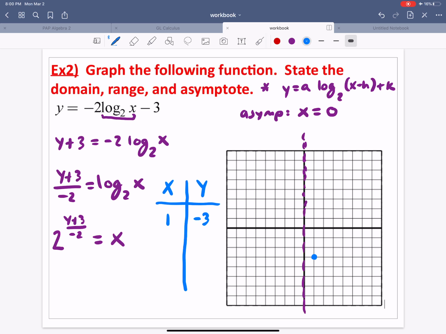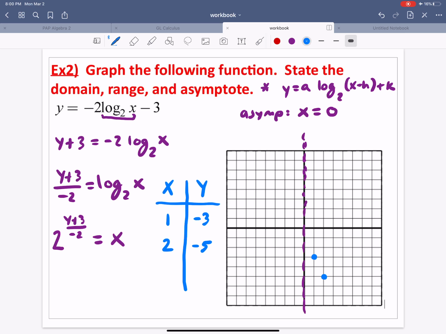I'm going to start with -5 as a strategic y value, because -5 plus 3 is -2. So then -2 divided by -2 would be +1. So 2 to the first power would just be 2. So that's my x value when y is -5. So go over 1, 2, and go down 1, 2, 3, 4, 5, and drop off another point.